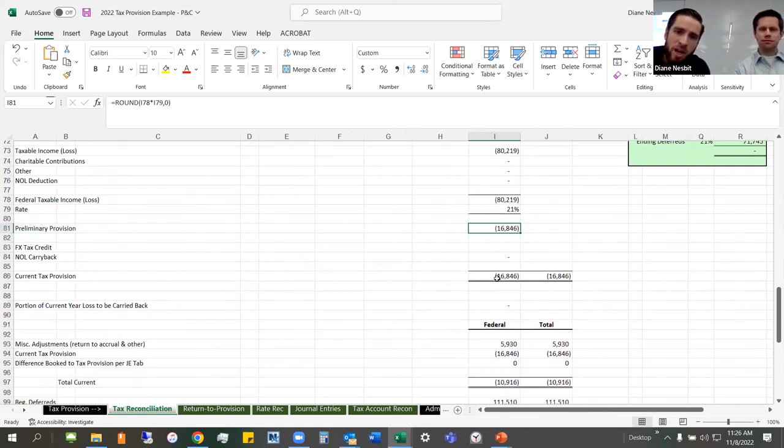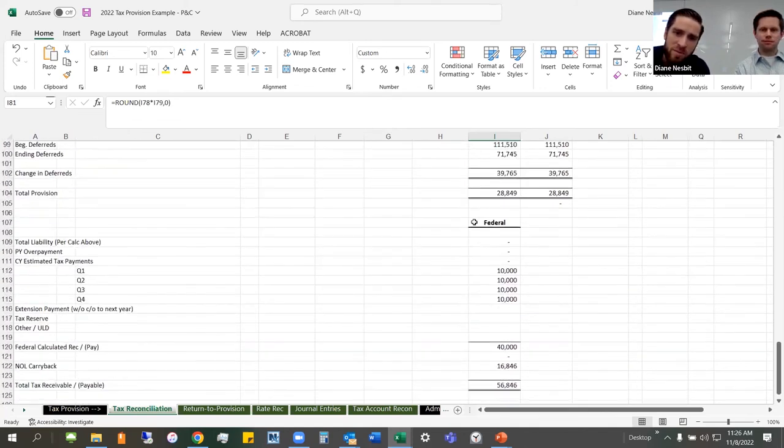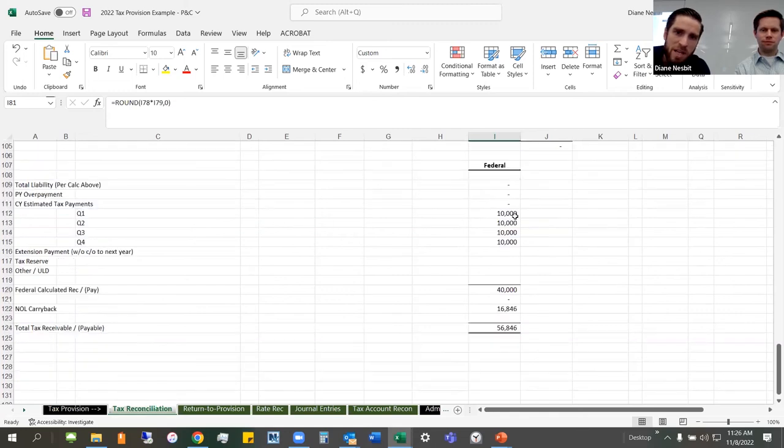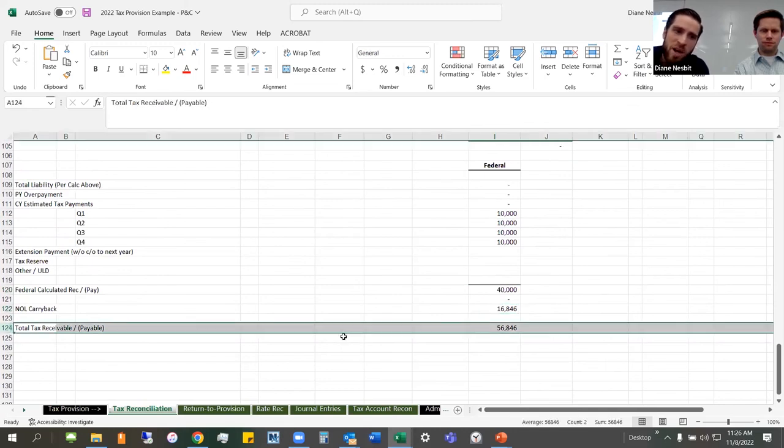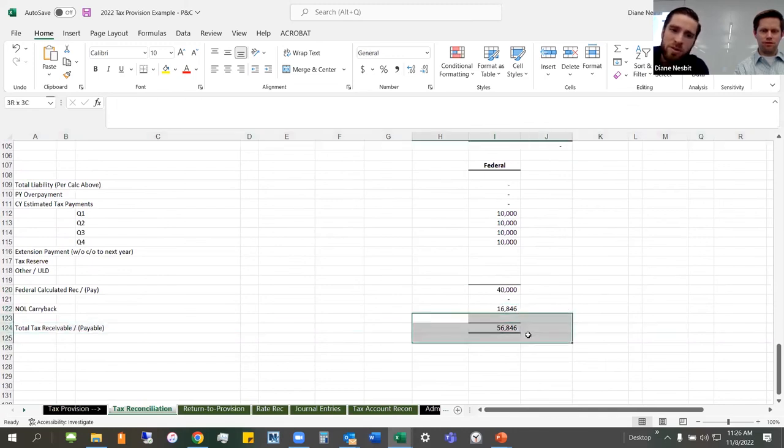And so when I scroll down here, I'm skipping some stuff, but bear with me. If I come down here and say, well, I have no current tax liability because I'm in a loss. I paid $40,000 in tax, and I've got this carryback claim that I'm going to be able to file and get a refund. So my total receivable is 56,000, and it's made up of the estimated tax payments that I already paid and the receivable that I'm going to get.